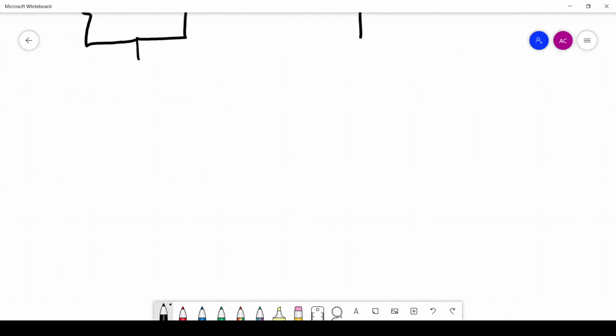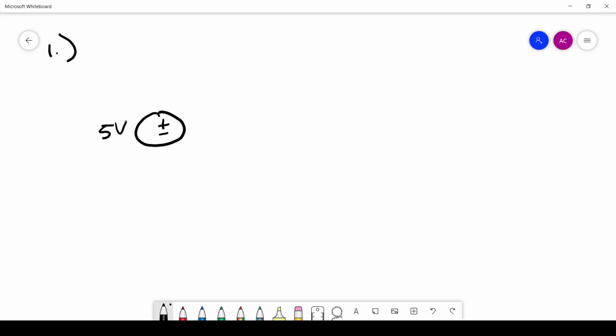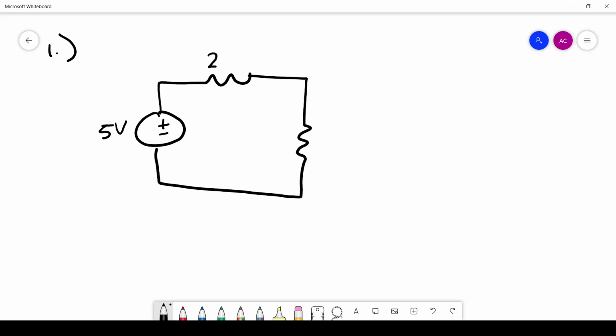Okay, so let's start with this first one, number 1. Scroll down a little more. For number 1, we have a 5-volt voltage source, and 2 resistors whose values are 2 ohms and 1 ohm. In order for us to completely solve this circuit, we want to know the voltage across each of these resistors. So I'll do plus and minus.